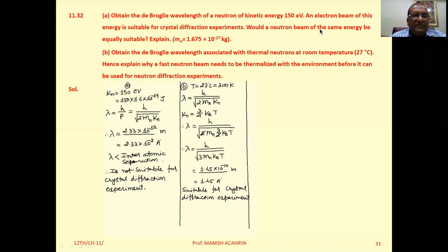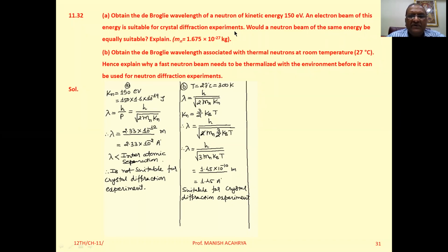Then after, 11.32, A. Obtain the de Broglie wavelength of a neutron of kinetic energy 150 electron volt. An electron beam of this energy is suitable for crystal diffraction experiments. Would a neutron beam of the same energy be equally suitable? Explain. Mass of neutron is 1.675 into 10 raised to minus 27 kilogram.